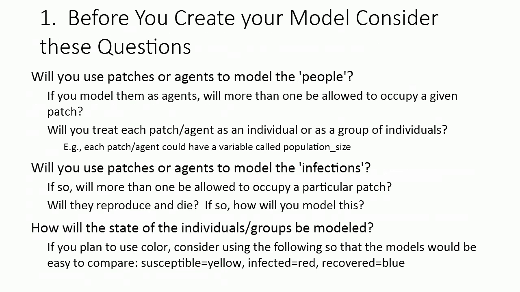But before we dive in, let's think a little bit about some of these options. You could use a patch to represent a city block. You could keep track of how many people were on that block, how many of them were infected. You wouldn't have to really model the pathogens at all, so you could have a cellular automata version, a lot like the forest fire model.